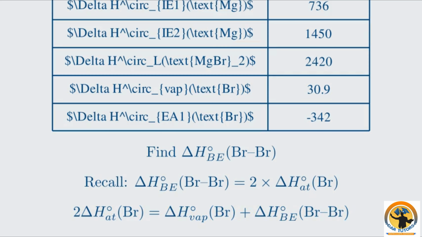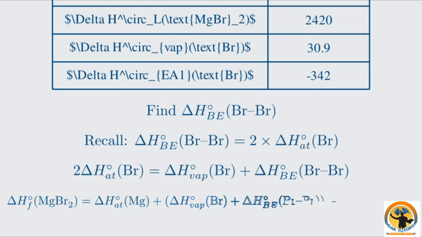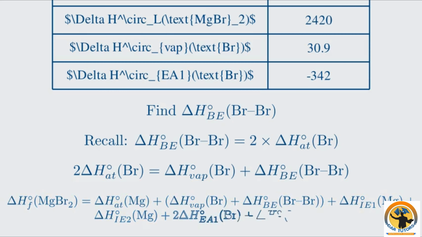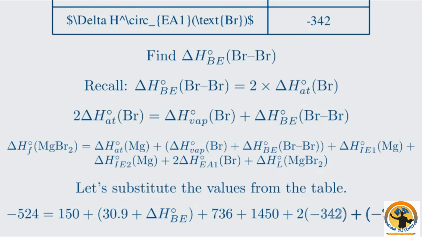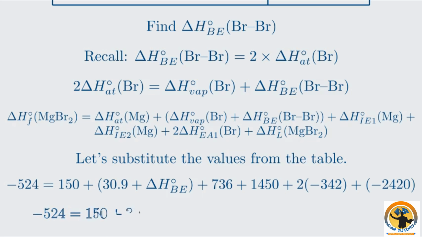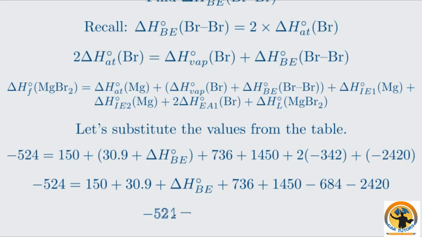The full Born-Haber cycle equation is: formation of MgBr2 is equal to atomization of Mg plus atomization of Br2 plus the first and second ionization of Mg plus 2 times the electron affinity of Br plus the lattice enthalpy. Let's substitute all the known values and solve for the bond enthalpy. After performing the calculations, we find that 476 equals 1904 plus the bond enthalpy. This means the bond enthalpy is 476 minus 1904, which is negative 1428.